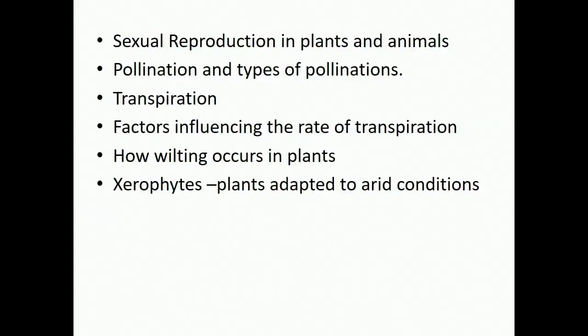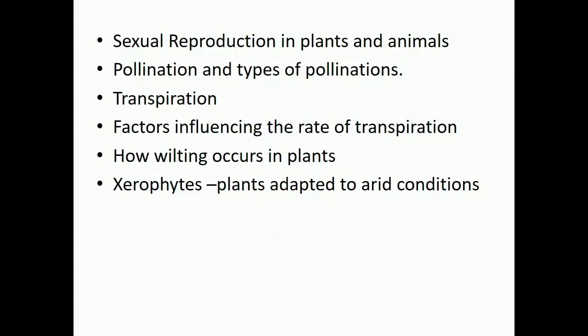We go further to transpiration. Transpiration is the loss of water through tiny holes on the surface of the leaves called stomata. So when a plant loses water, the loss of water allows the plant to absorb water through its roots. Factors influencing the rate of transpiration: you have to look at temperature, the wind speed, the light intensity, and also the size of the plant leaves. How does wilting occur in plants? Wilting is when a plant loses more water than the amount of water the plant can absorb. And that's basically it.